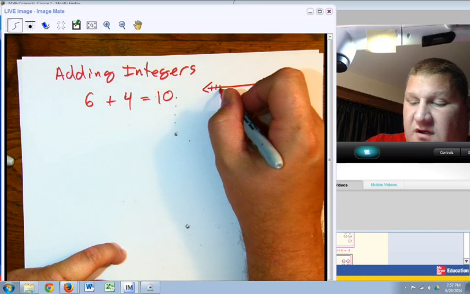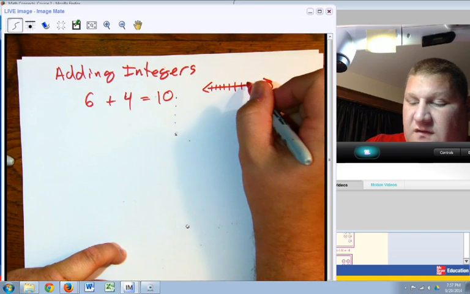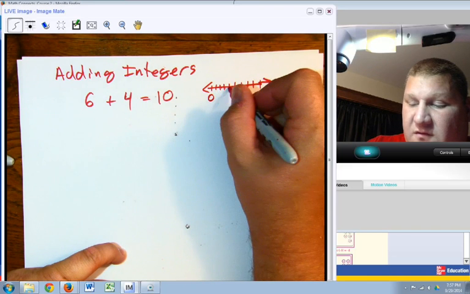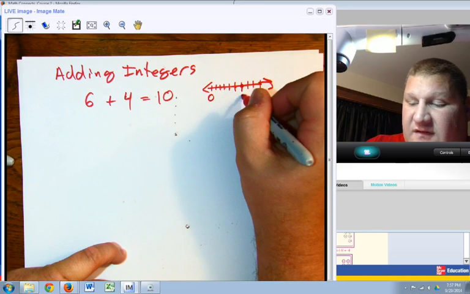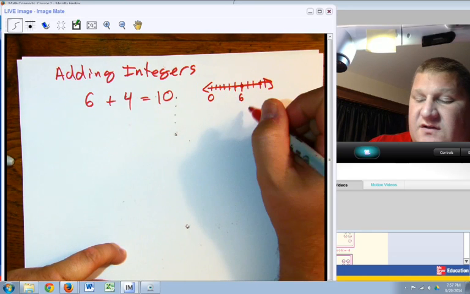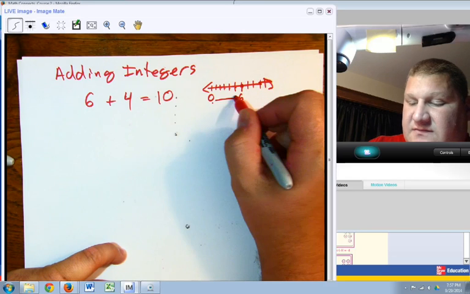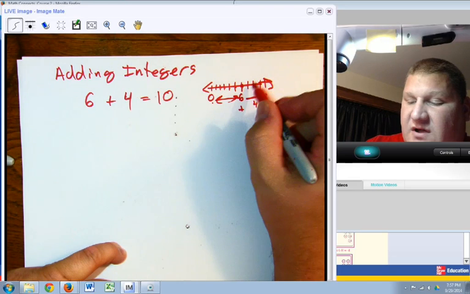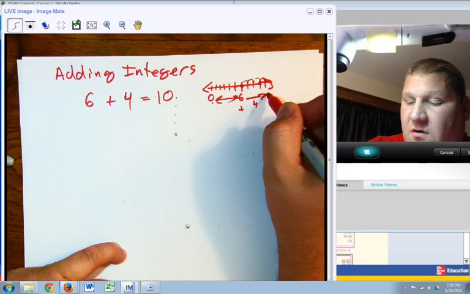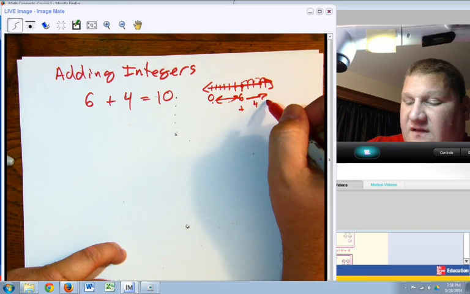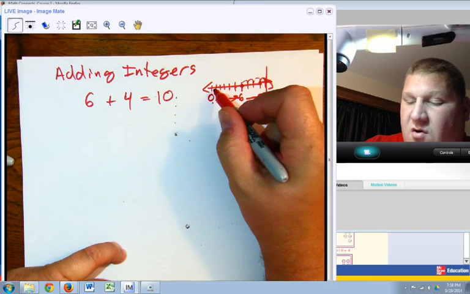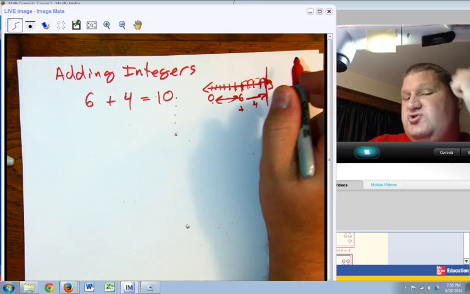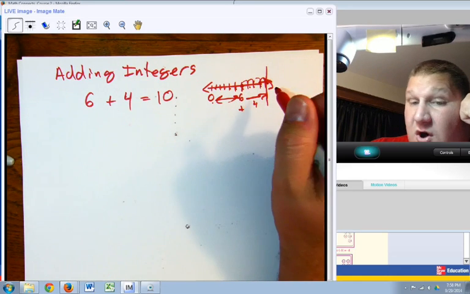1, 2, 3, 4, 5, 6. So if this is 0, 1, 2, 3, 4, 5, 6, and this is 6, what I need to do is take these 6 and add 4 more. So I go 1, 2, 3, 4. And so at this point I end up right here. 1, 2, 3, 4, 5, 6, 7, 8, 9, 10. So one way to add integers is to do them on a number line.